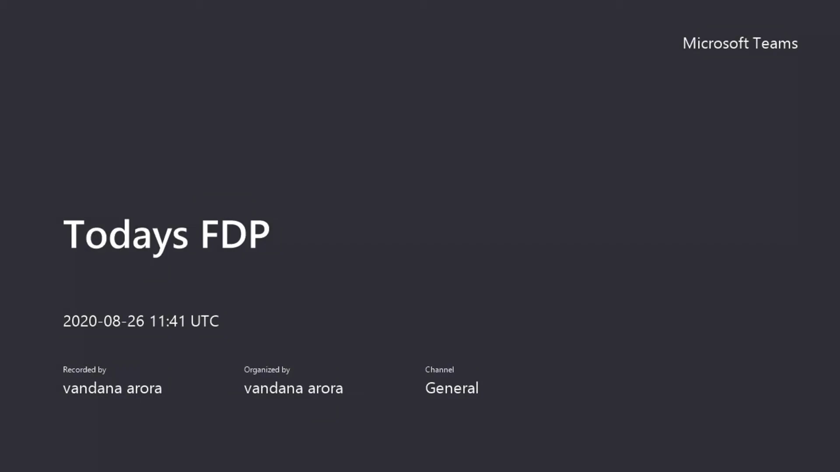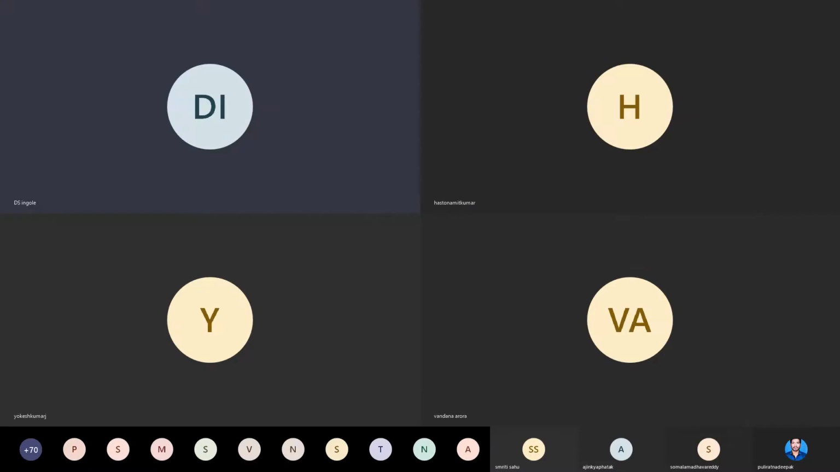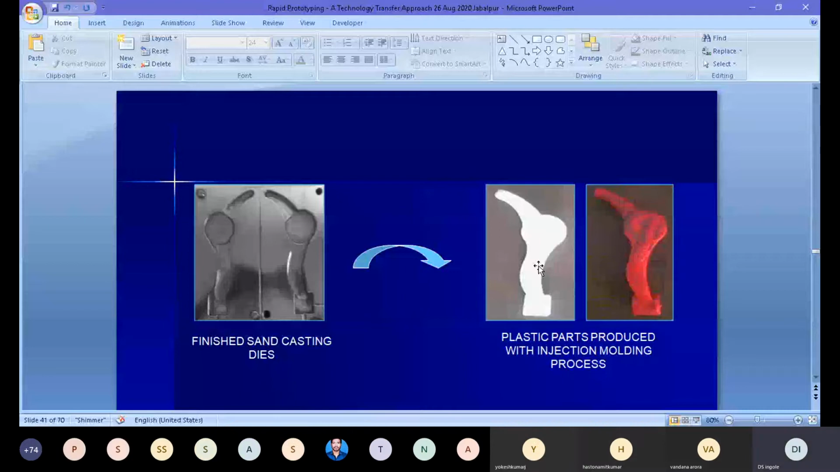By the 4th day you can obtain the plastic part. Means hardly within a week you can get the product once you have the concept, once you design the concept, once you obtain the solid model, then the final product you can get within a week.